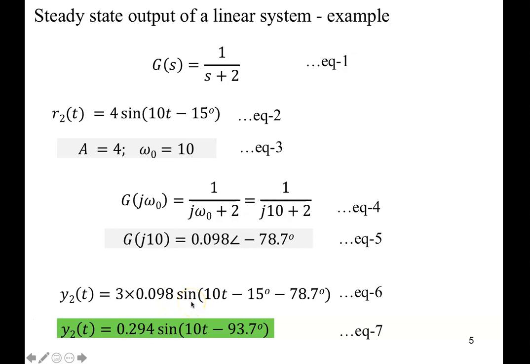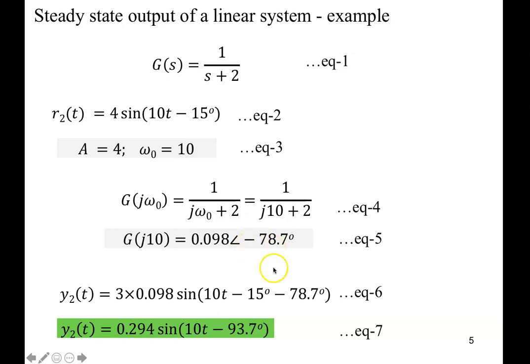Sine 10t, the frequency remains the same. This is the minus 15. That minus 15 comes from the input, so keep it there, okay? You need to copy that down. What you need to add to is the phase angle you work out from the transfer function.